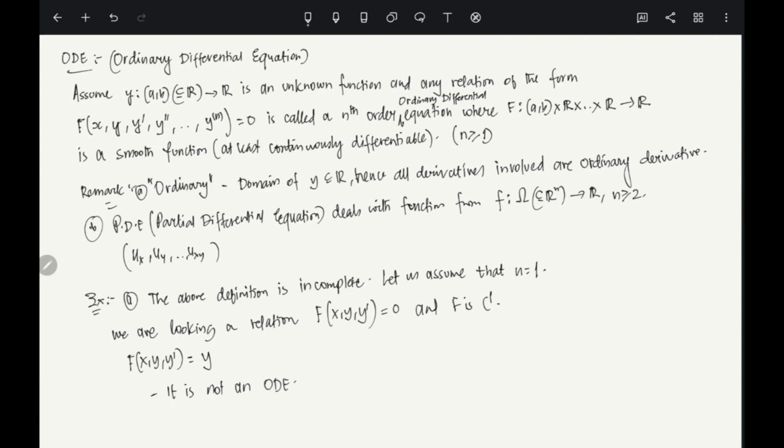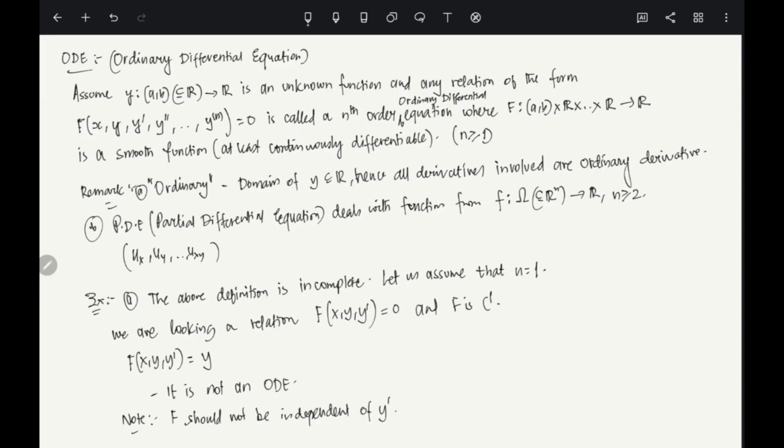So see, for n equals 1, if this function has to contain the derivative, it should not be independent of y prime. Small note, f should not be independent of y prime. If it is independent, then it's basically a relation between x and y, and that's not an ordinary differential equation because there are no derivatives involved here. So some derivative has to be involved. So essentially what we are doing is this.